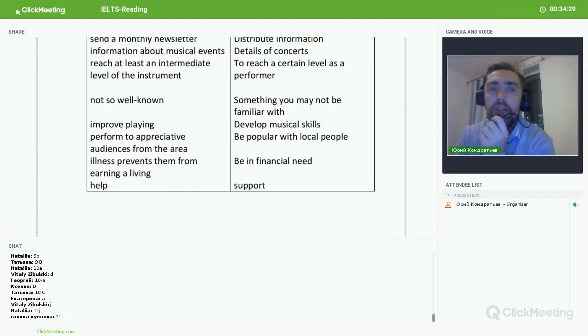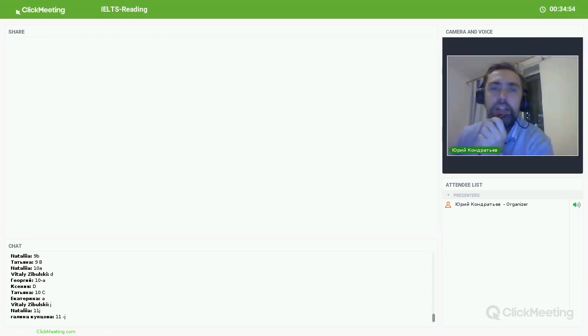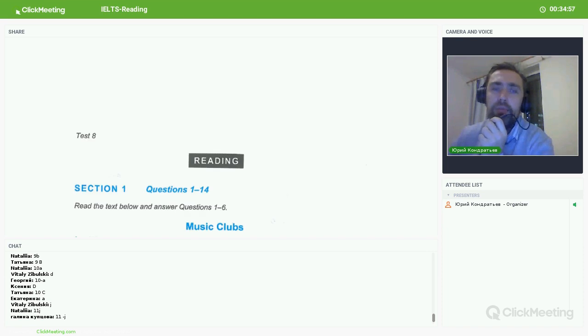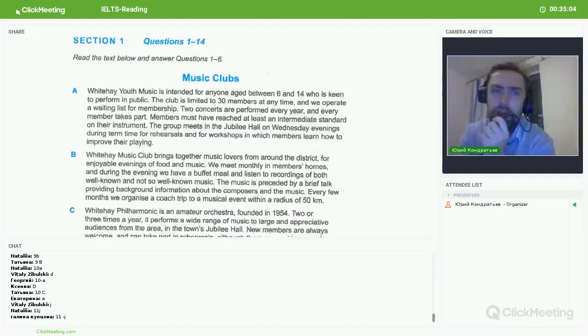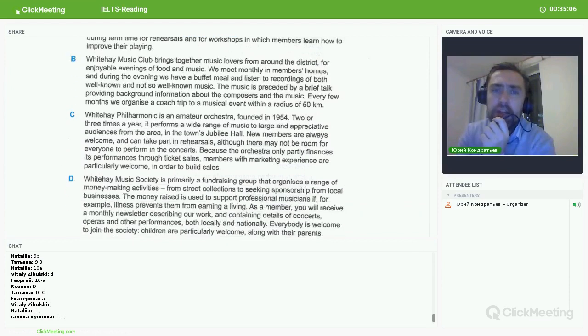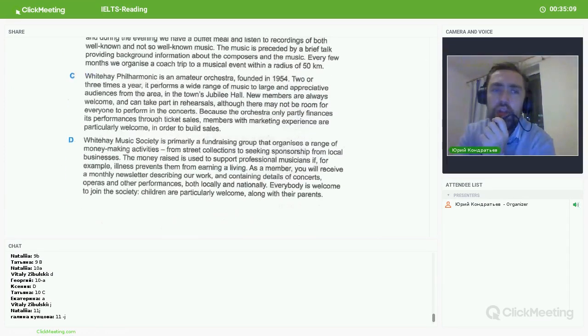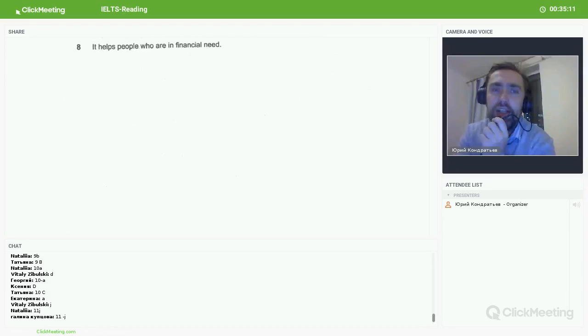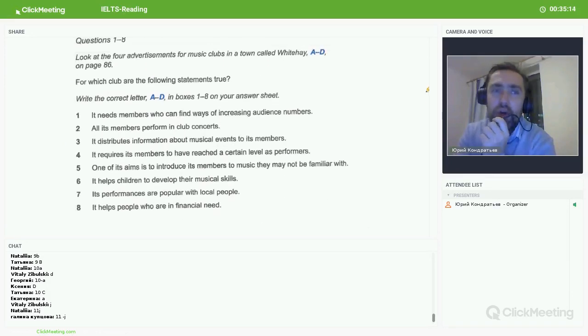Okay, so let's look at a real test. And the test is right here. So the types of tasks are the same for general and academic. Today, we're going to look at an academic text simply because it's shorter. Okay, that's the text, but as you might remember, we're going to look at the task. And so here's the task.